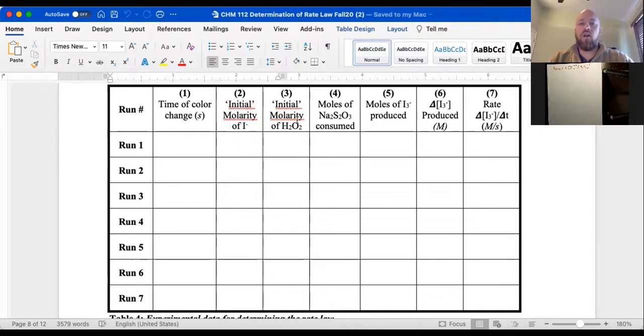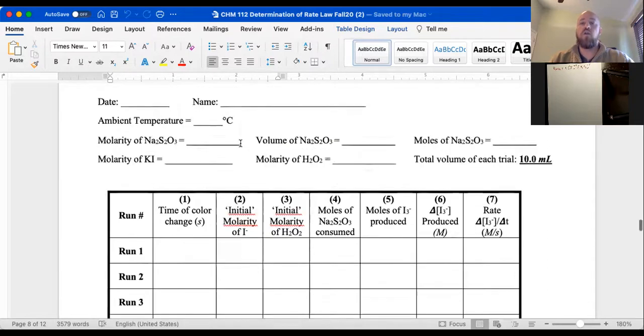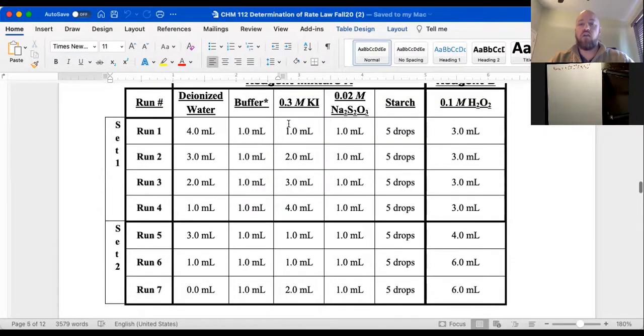Again, the initial molarity of the iodine and the peroxide are dilution values. You have the initial concentration, and you have how much of each one is used. In reaction one, there's 1 milliliter of 0.3, but then that's diluted to 10 milliliters. Reaction two is 2 milliliters of 0.3 diluted to 10 milliliters. So these are just dilution problems. M1V1 equals M2V2. The initial concentrations for the iodine and the peroxide are both done via dilutions.